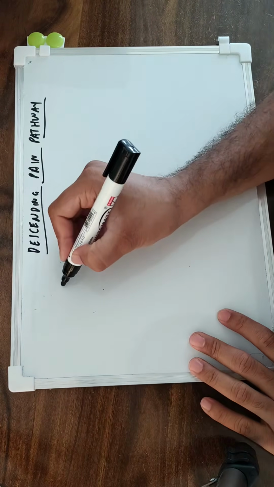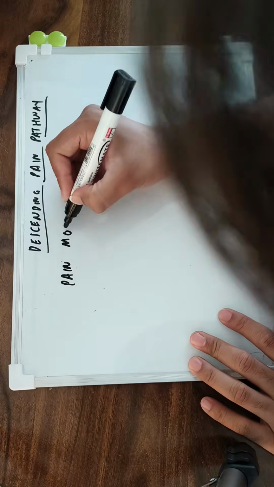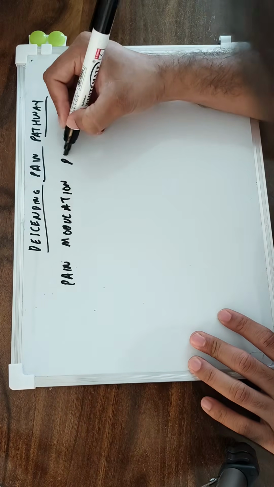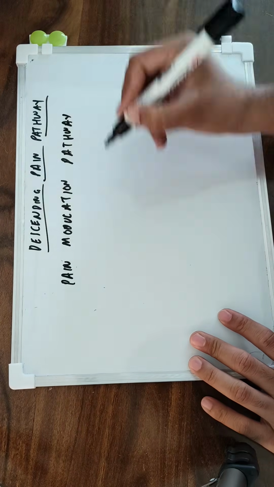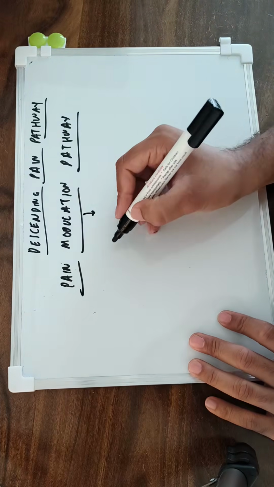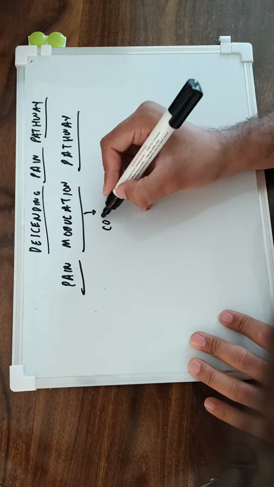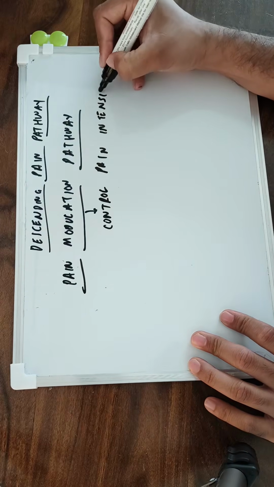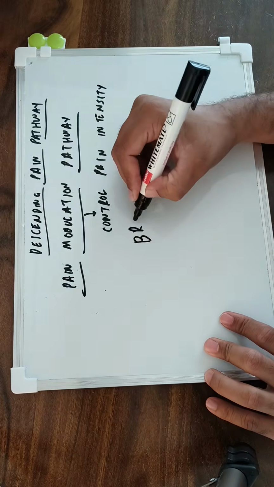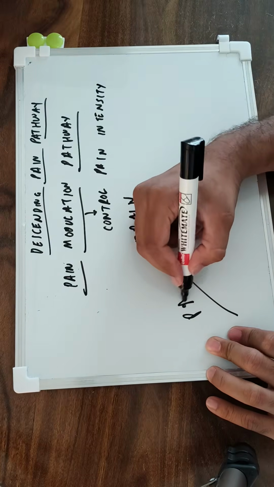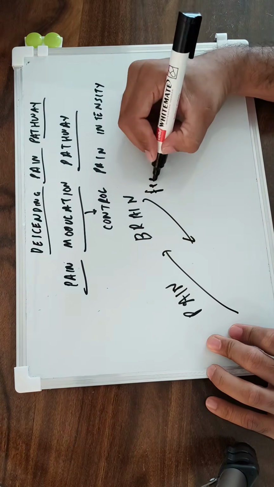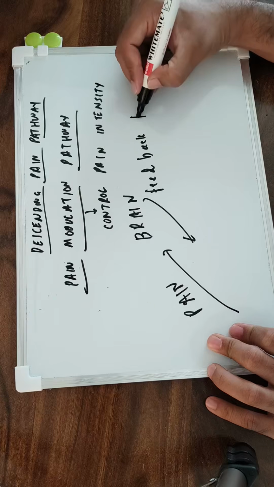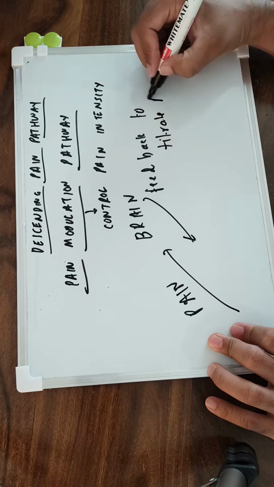Now, the descending pain pathway is a pain modulation pathway. What does this mean? This means it controls the pain, controls the pain intensity. So whenever the brain receives pain, it will give feedback to modulate pain intensity.